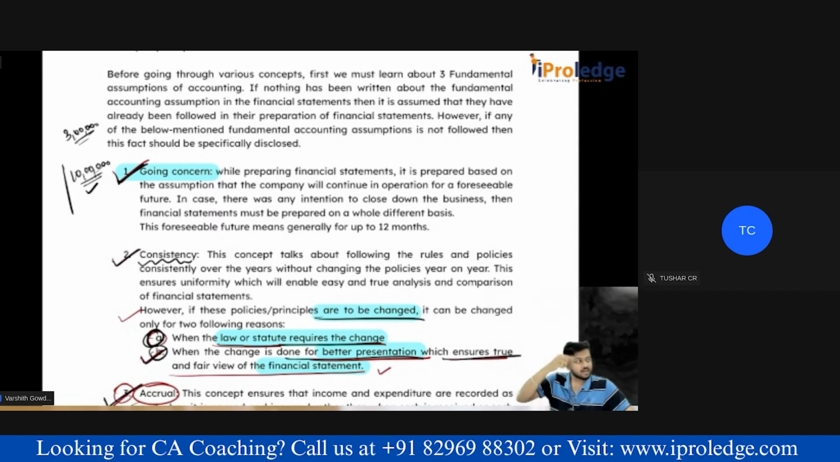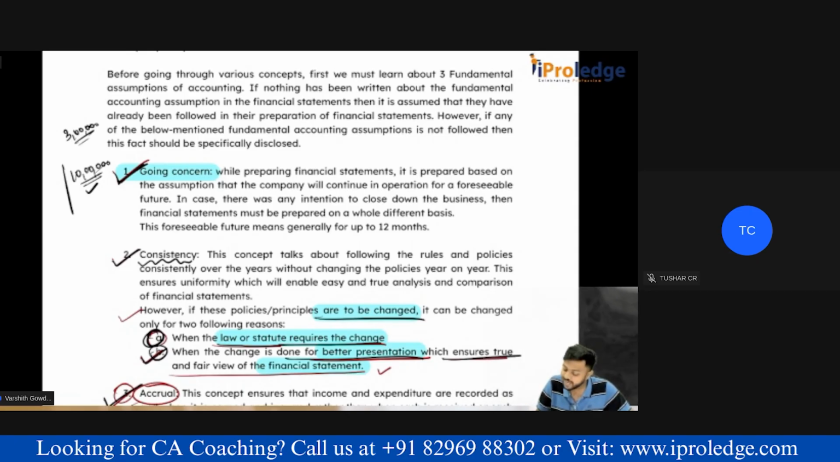While preparing accounts, you'll apply many methods, many principles, many rules. And one of the essential features of financial statements and accounts was what? Comparability. You'll compare it with what? One, previous periods. One more, other companies.